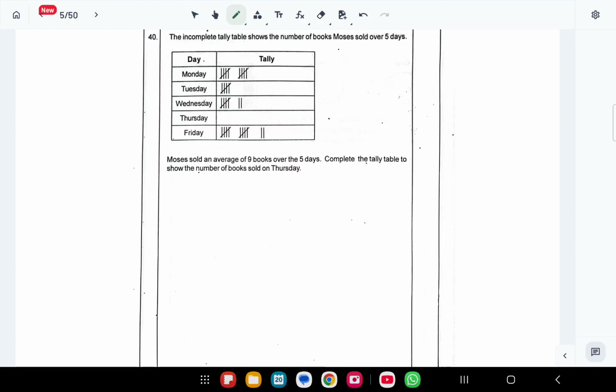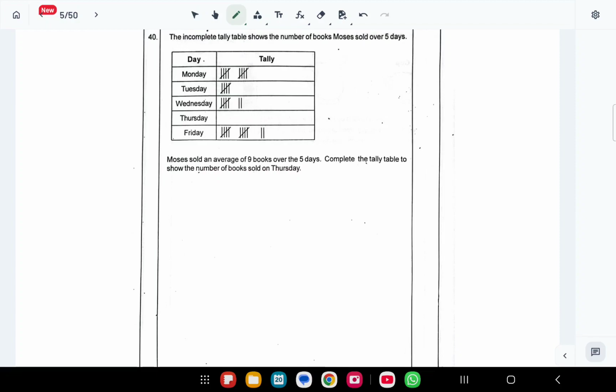Moving on now to number 40. The incomplete tally table shows the number of books Moses sold over 5 days. So we have Monday, Tuesday, Wednesday, Thursday incomplete, Friday. They said Moses sold an average of 9 books over the 5 days. Complete the tally table to show the number of books sold on Thursday.